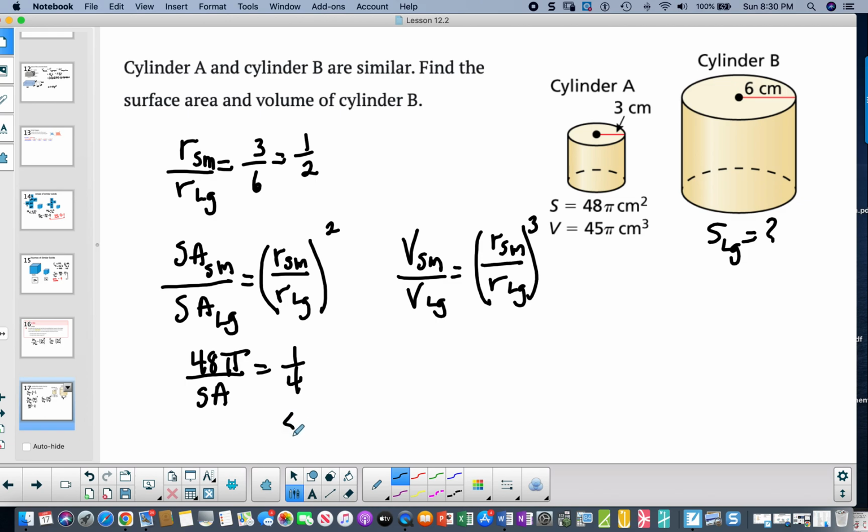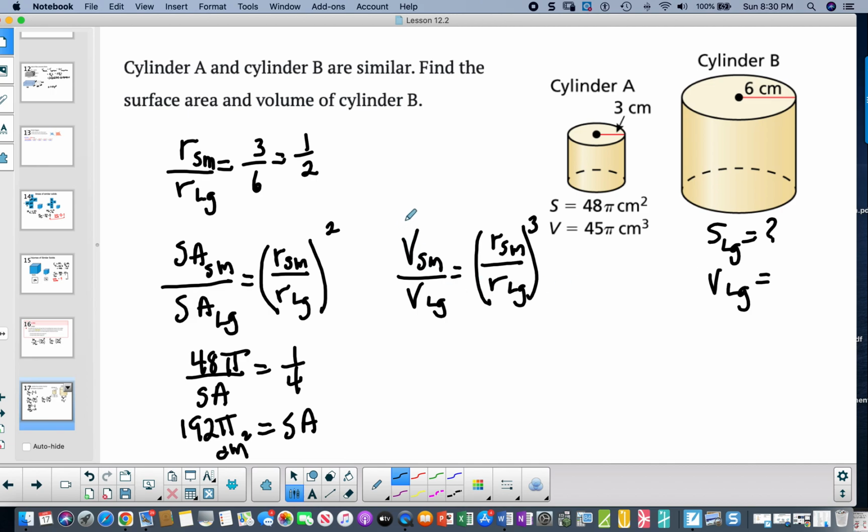And when I cross multiply, the surface area that I'm looking for is going to be 192 pi, and the units here are centimeters squared. And so that will be our answer for the surface area of the large. It'll be 192 pi.